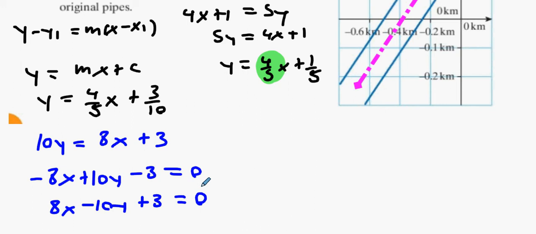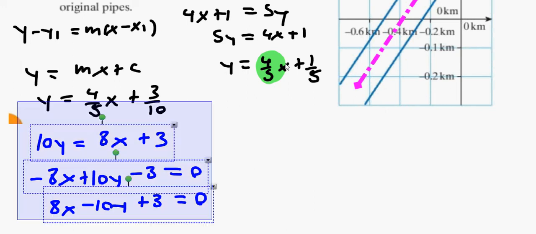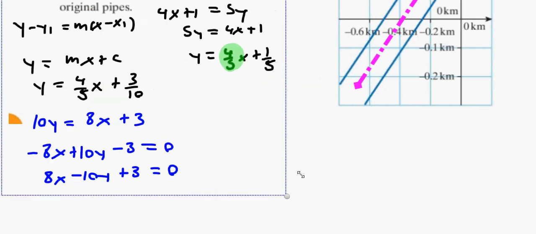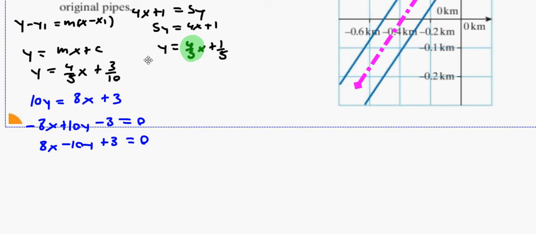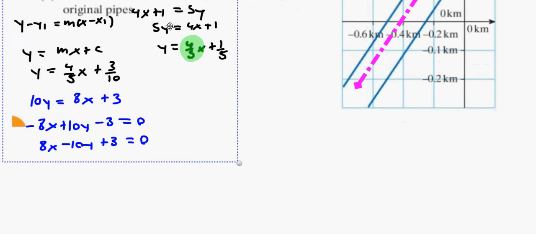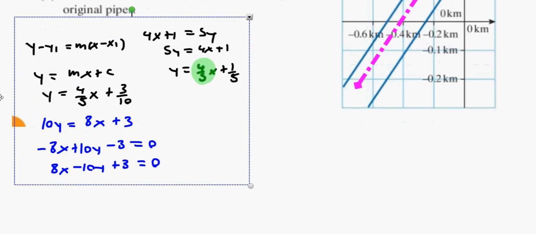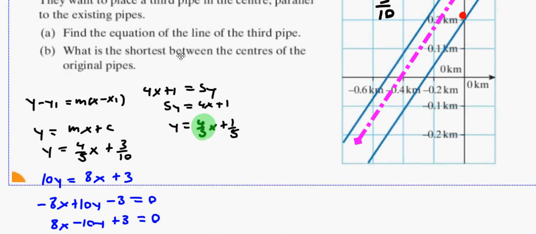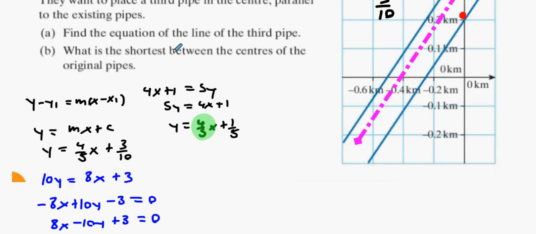Now, the next question. Alright. The next question is, what's the shortest distance, I say, between the centers of the original pipes? I think that's when they say shortest distance.